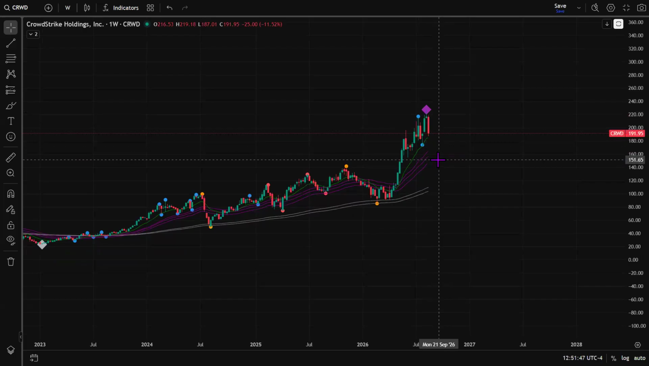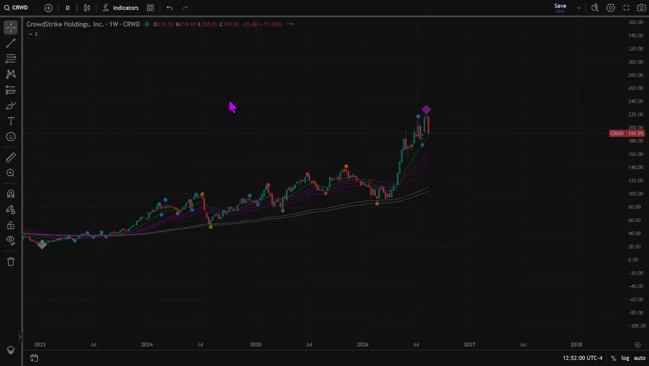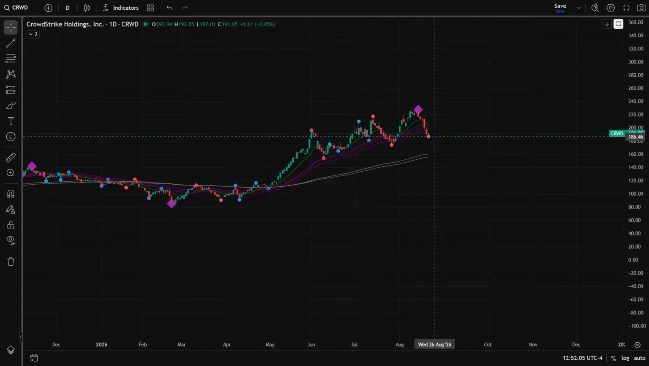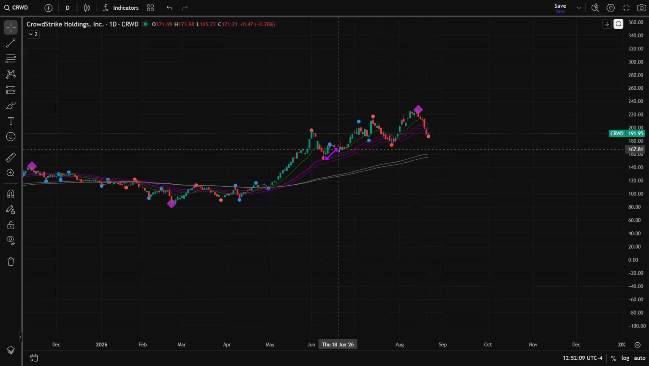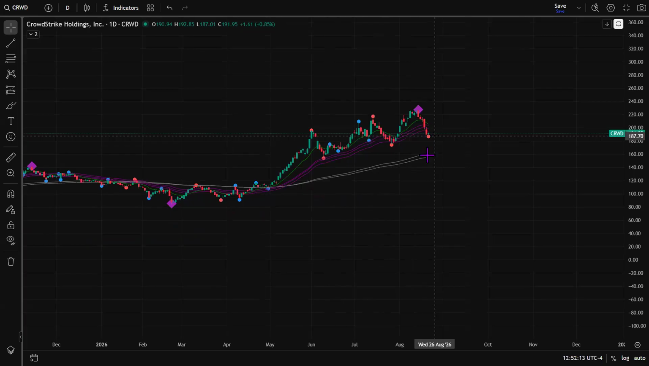So this is right now well supported at the filter. We could see that on the daily as well. On the daily, it's well supported in the wave. So if we start to break down below these price lows, then we can go to the tunnel, and that would be the wave on the weekly chart.